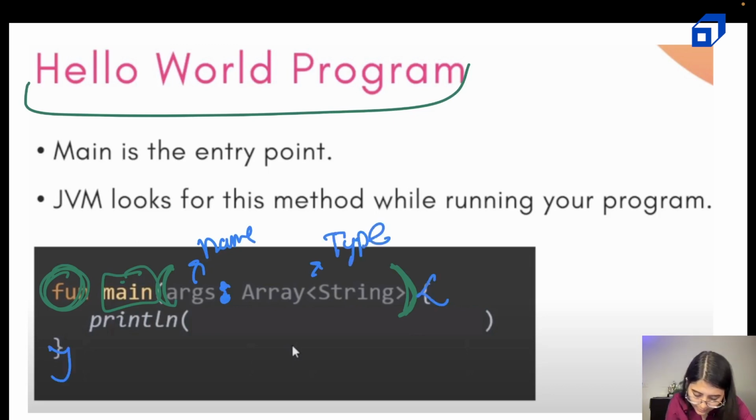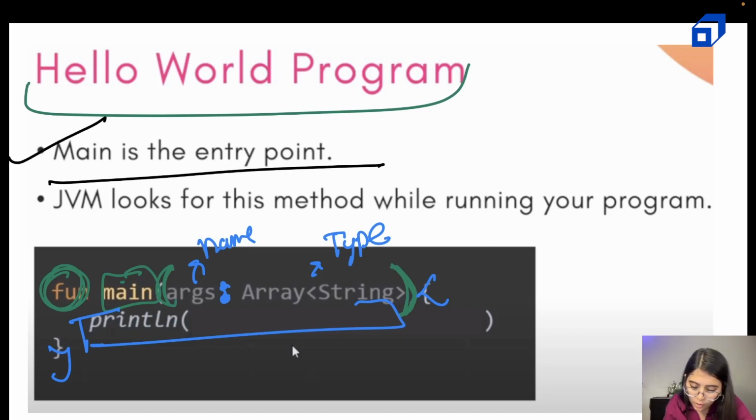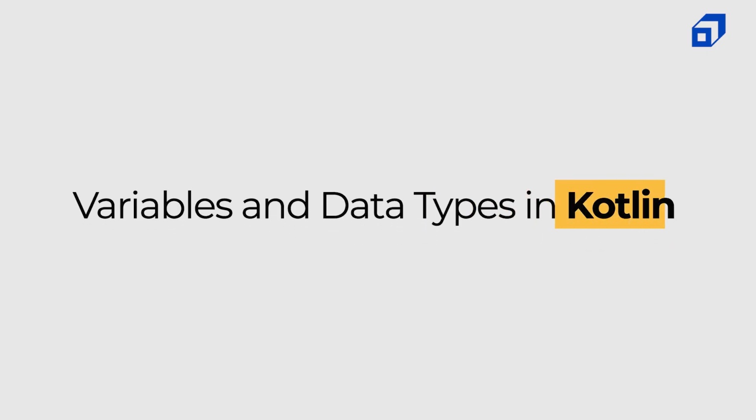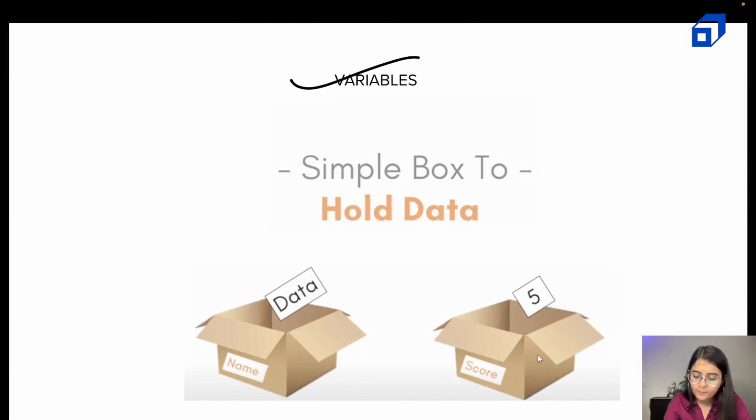Then inside curly braces you have the body of the function, inside which you can write whatever you want it to do. So main is the entry point of any program written in Kotlin. The JVM looks for the main method while running your program. I already explained that main is the driver function. Whenever you compile it, the JVM will look for the main method, then execute everything line by line. Perfect. So now let's talk about variables.